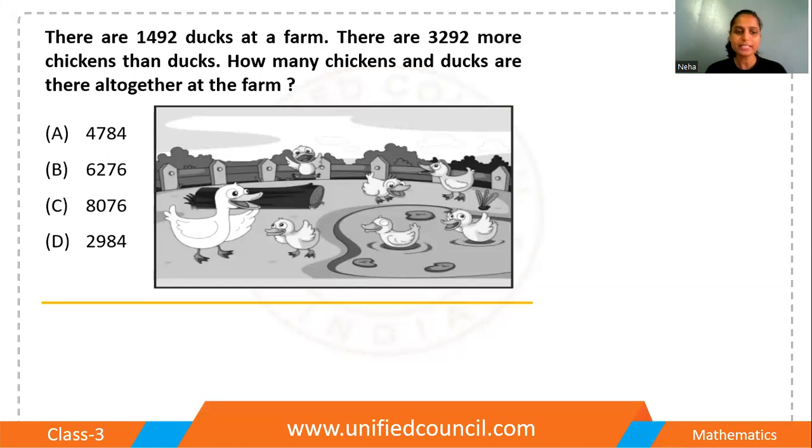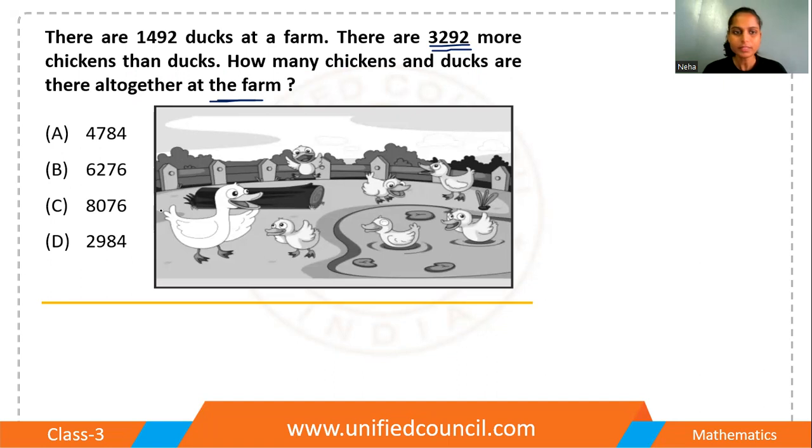Alright, and as we can see, the question is quite interesting because in this question we can see some images, and these images are really interesting because in this image we have some ducks and some chickens, right? Okay, so here students, the question is that there are 1,492 ducks at a farm. There are 3,292 more chickens than ducks. So how many chickens and ducks are all together at the farm?